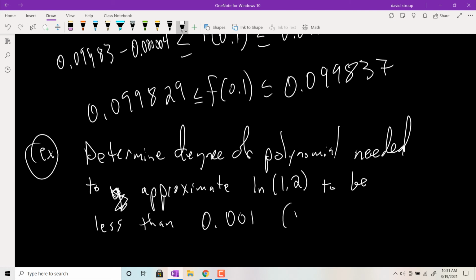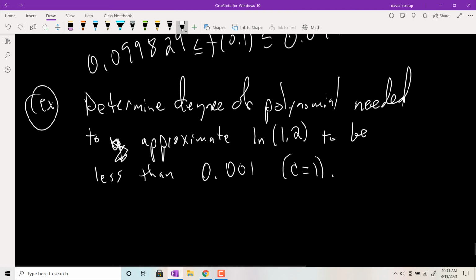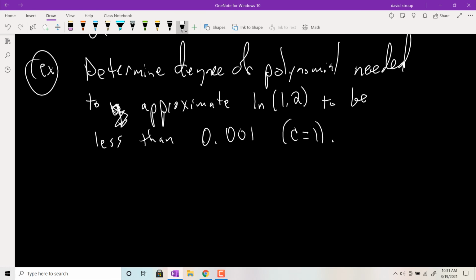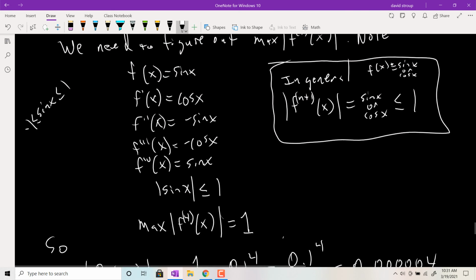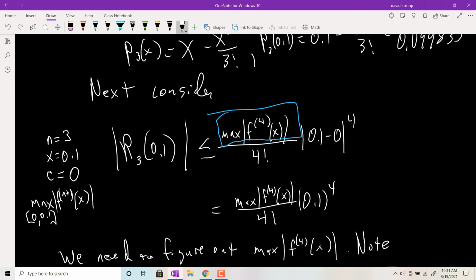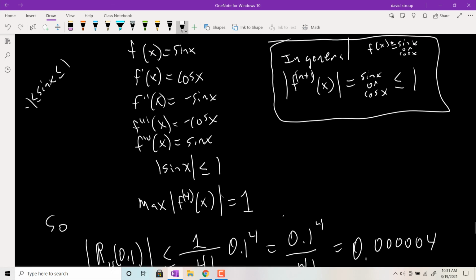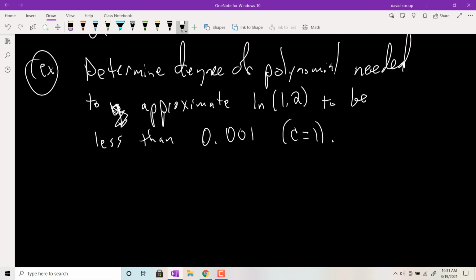Okay, and in this case, they want you to center the polynomial at 1. Okay, so first we have to build this polynomial. Then we have to work with that Taylor's inequality. And then what will end up happening is in this R of n expression, we won't know n. Okay, we'll be able to find x and c in the maximum, but we won't know n. And we'll use the inequality to solve for n. Okay, so let's take a look at this guy then.